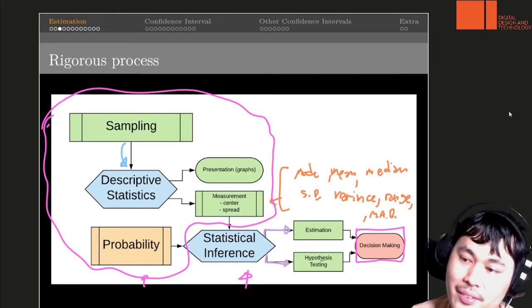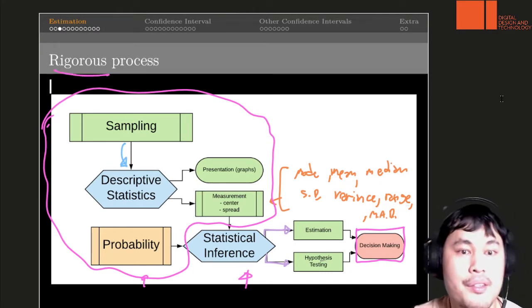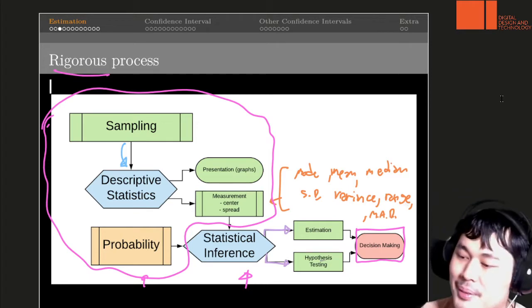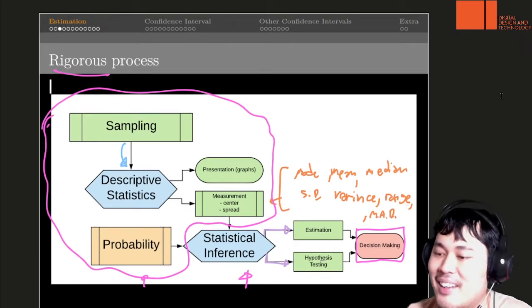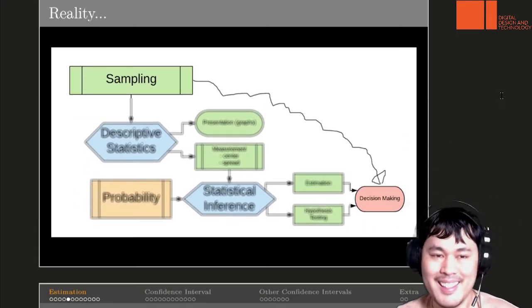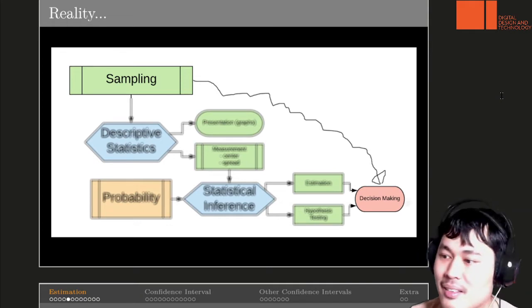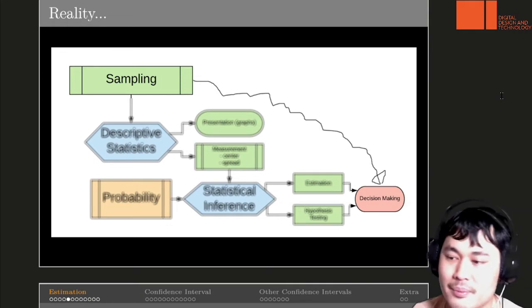Right, but is it a rigorous process, in the sense that everything is proven, everything has some theory to back it up? Let's take a look at the next one. In reality, that's where the mistakes could come from.